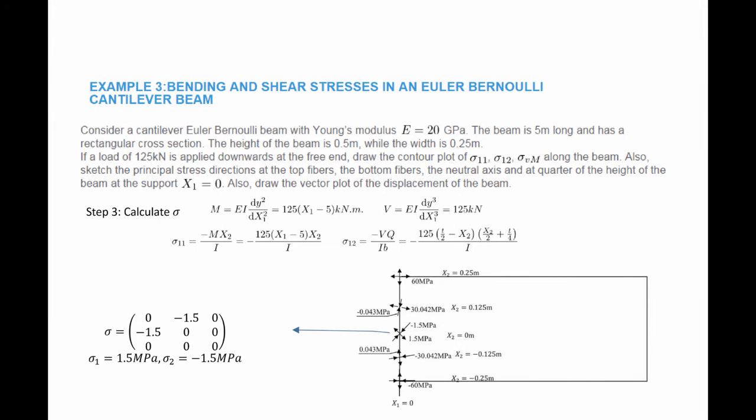At the centroid of the cross section, x1 is equal to 0 and x2 is equal to 0 at this point. Substituting x1 and x2 equal to 0, you'll get that sigma 1 is 0, sigma 2 is equal to negative 1.5. The orientation of the principal stresses is at 45 degrees, and the values are 1.5 in tension and the other one is negative 1.5 in compression.